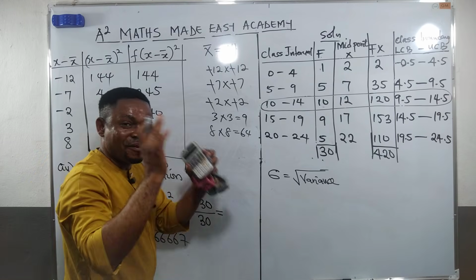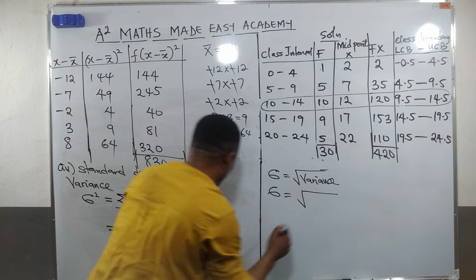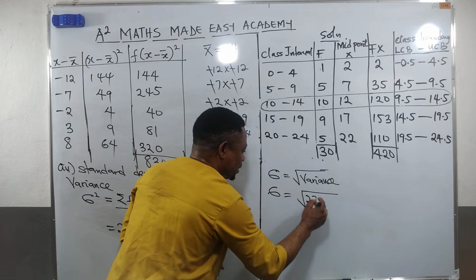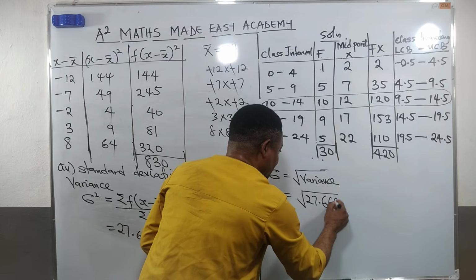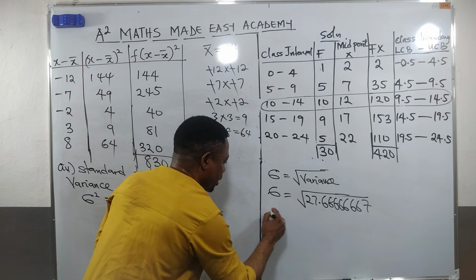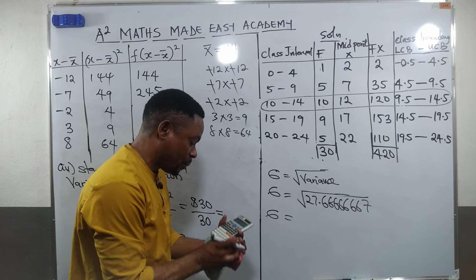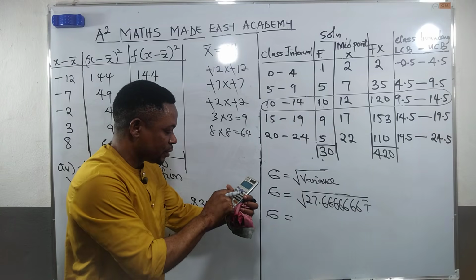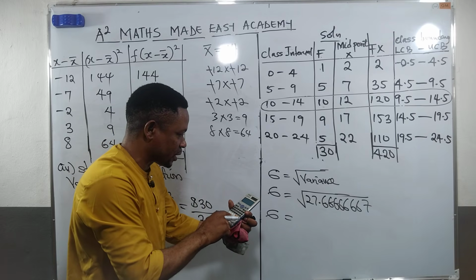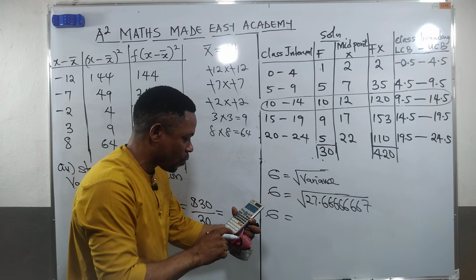Finally, the standard deviation is now equal to the square root of, do we know the variance? Yes, this is the variance. The variance is 27.66666667, just to infinity. Then for the standard deviation, you now punch the square root. Are you with me now? Look at it here. Square root of 27.666666. Anyone you reach, no problem. 7. Wow, what is the answer?